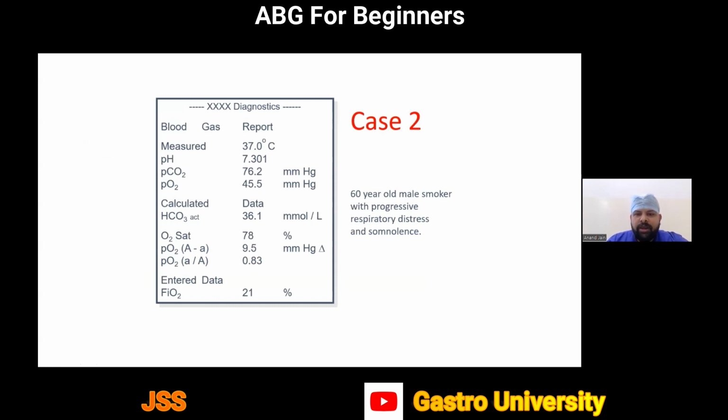This is case 2. He is a 60-year-old male smoker with progressive respiratory distress and presents with somnolence. The ABG says that the pH is 7.301 and PCO2 is 76.2 with a PO2 of 45.5 and a bicarb of 36.1. So let's come to the first step. We have checked the authenticity in this case. We will move ahead. The pH is less than 7.35, so this is acidemia. The direction of pH is declining and PCO2 is increasing, so this is a respiratory acidosis which has led to this acidemia.